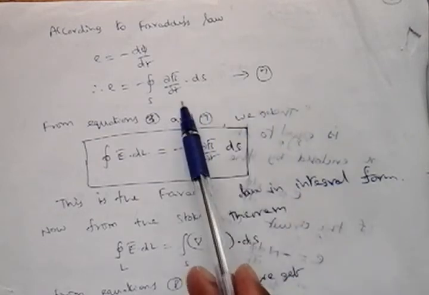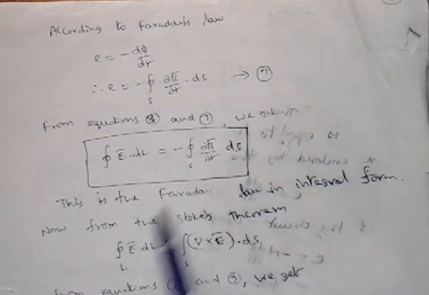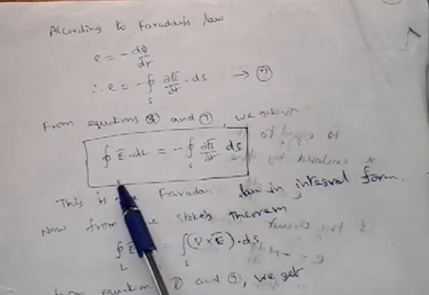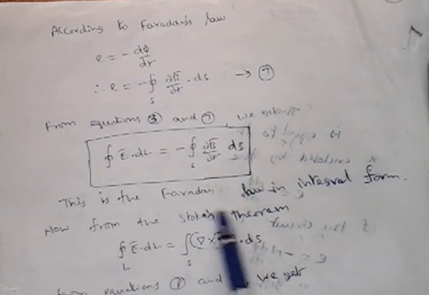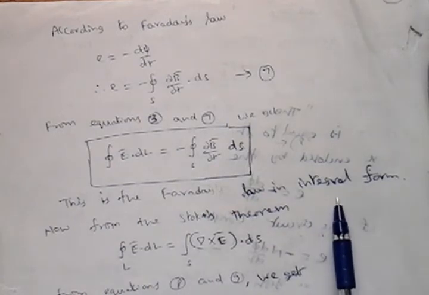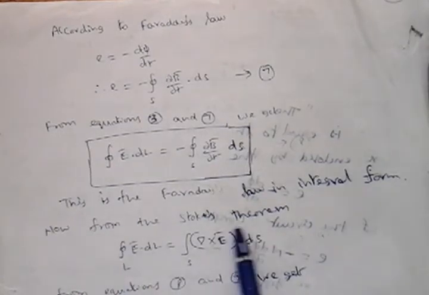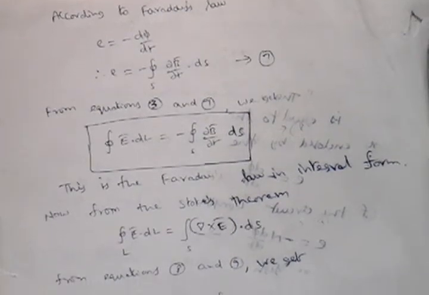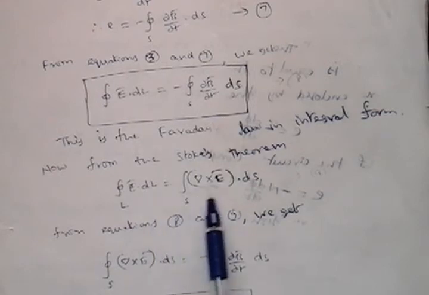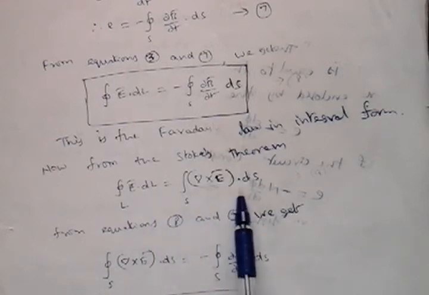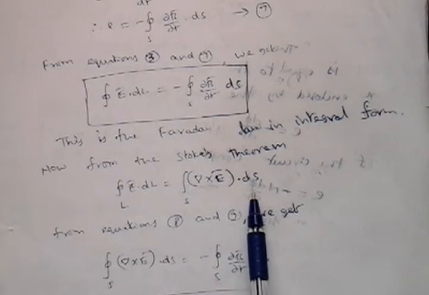So from equations 3 and 7, both are related to EMF only, so line integral is equal to surface integral. This equation here we call Faraday's law in integral form, and it is one of Maxwell's equations. Next, from the Stokes theorem that we studied in module 3, line integral can be made equal to surface integration. So line integral of E bar dot dl is equal to surface integration of del cross E bar dot ds. This is from Stokes theorem.